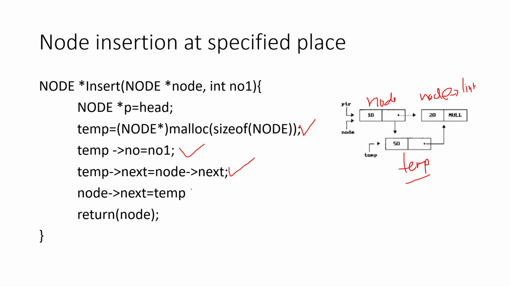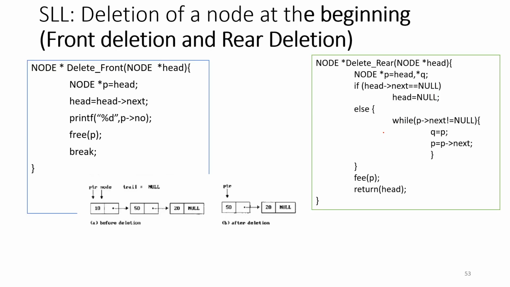If you reverse the order, it gives the wrong answer. So this has the address of the node following the node. After that, you change the link to point to this one. How is it possible? Node of next equal to temp. With this, you can insert data anywhere in the linked list, given at least one piece of information.